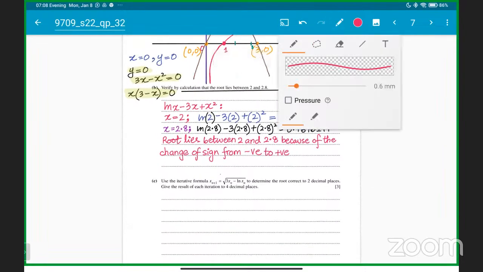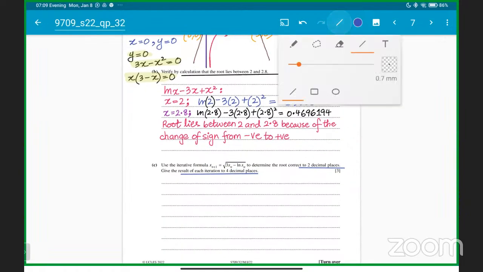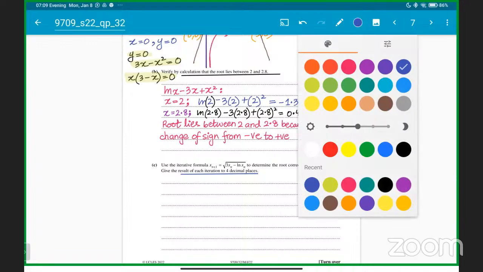Okay. The next thing that we have is using the iterative formula. We have to use the iterative formula in this question. We don't have to prove anything. We have to determine the root correct to 2 decimal places, and give the result of each iteration to 4 decimal places. So we have to give the result of each iteration to 4 decimal places and the root answer to 2 decimal places. Okay, understood? Got this clear? So here we go, sir.